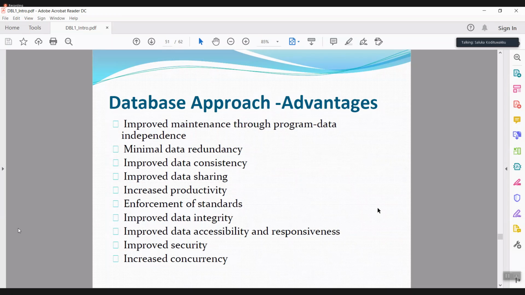And then the improved data accessibility and the responsiveness, that is what we talk about in SQL and other things. And in addition to that, this DBMS, you saw earlier that database manager, and this database manager has several components, and those components facilitate this data accessibility and the responsiveness in an acceptable manner.